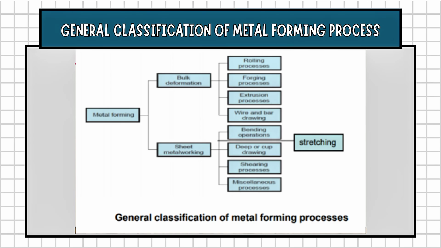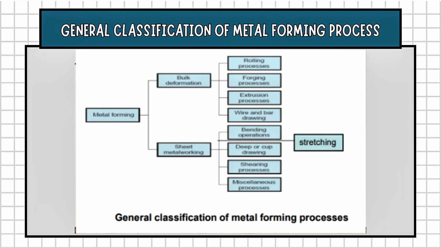Then we have shearing processes. Shearing is simply cutting the sheet without forming chips. So this includes blanking, punching, and trimming. These operations prepare the sheet for further forming or create final cutout shapes.